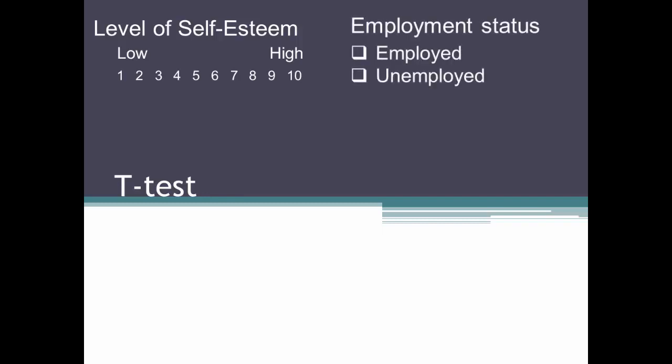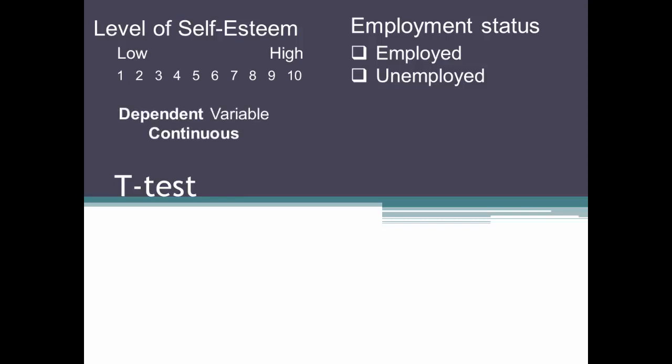Let's say you've constructed a tool to measure a person's level of self-esteem. Let's say it's measured on a scale from 1 to 10. You hypothesize that there's a difference in level of self-esteem based upon whether you have a job or not. In this example, level of self-esteem is the dependent variable that is continuous.